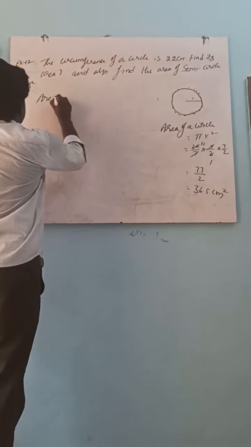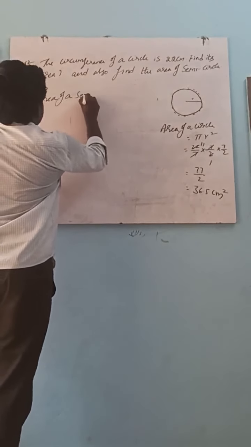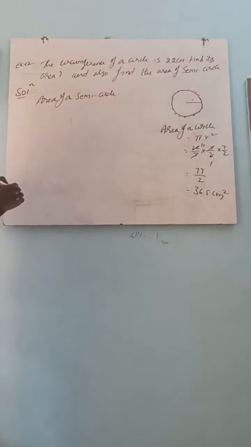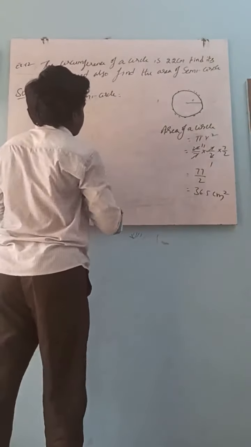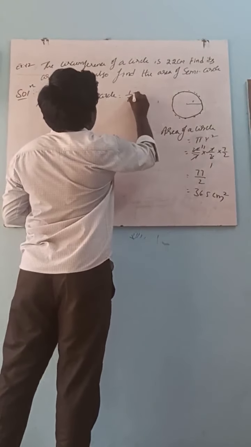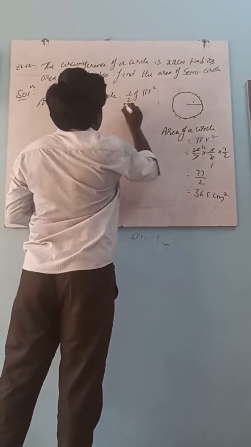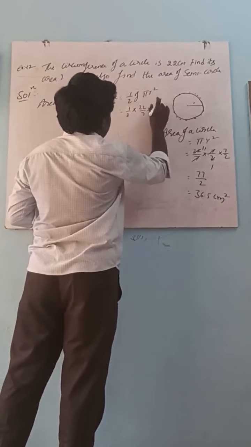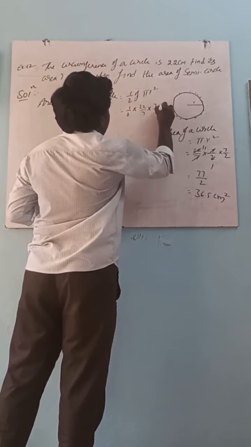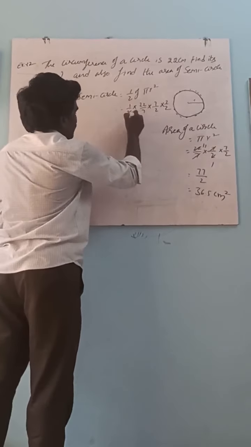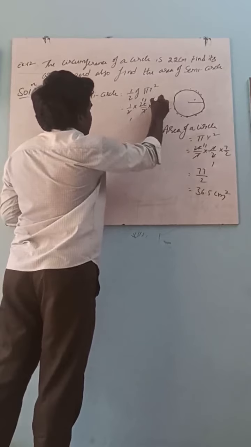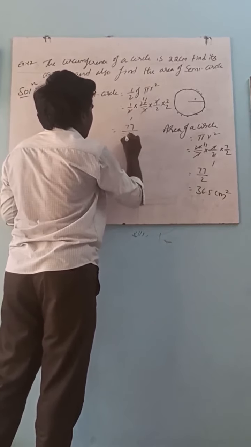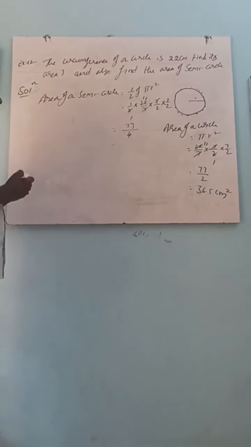Area of the semicircle. Semicircle means half of a circle. The area of a circle is pi r square, so half of pi r square. That is 1 by 2 into 22 by 7 into r square, r into r. 2 once is 2, 2 eleven times is 22. 7 and 7 cancel. That is 11 times 7 is 77, and 2 times 2 is 4. So 77 by 4.